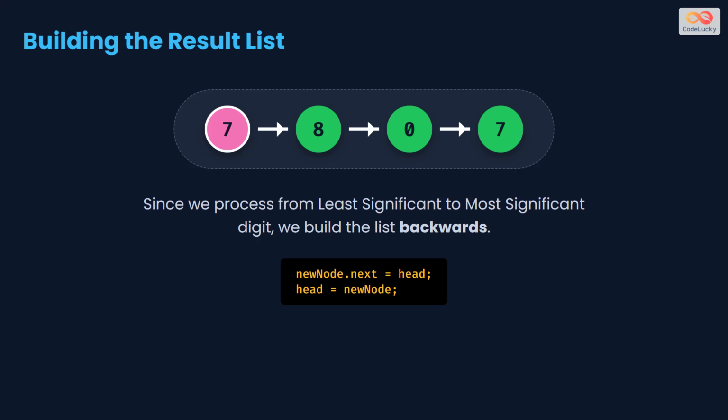As we calculate each digit of the sum, we need to build our result list. Since we are calculating from the end of the number towards the front, we insert each new node at the head of our result list. This ensures the final list is in the correct order, most significant digit first.